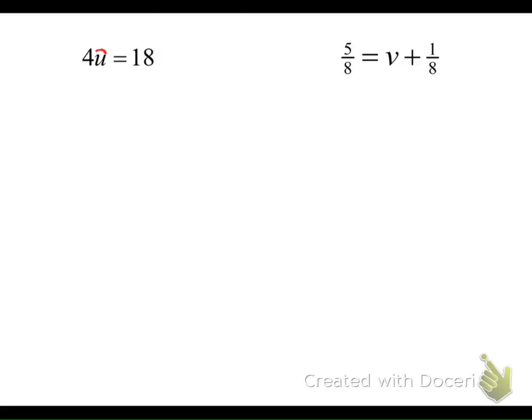Isaiah, how do I get the u by itself here? You divide it by 4. Correct. Okay, so if I take 18 and divide it by 4, I'm going to get a decimal. I don't want a decimal. I want it left as a fraction. So what do I do with 18 over 4 if I want to leave it as a fraction, Isaiah?